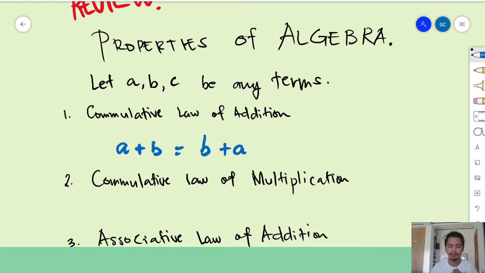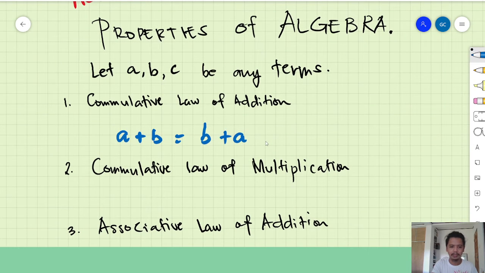So, kumbaga, ano man yung arrangement nila, same yan. Or let's say, equal lang silang dalawa, as long as you are considering na yung operation na ginamit natin ay addition. So, kumbaga, if you have 1 plus 2, that is actually equal to 2 plus 1. Yun lang ibig sabihin ng law na to.